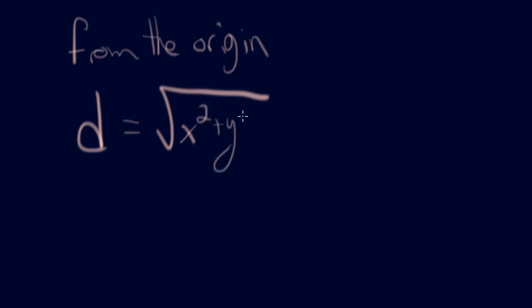Let's deal with the very first one. So there's a formula that you need to know. So this is from the origin. From the origin, how far away is a point? And the formula that we need to know: the distance is equal to the square root of x squared plus y squared. Okay, so that's the formula that you need to know. And let's just go and try this.